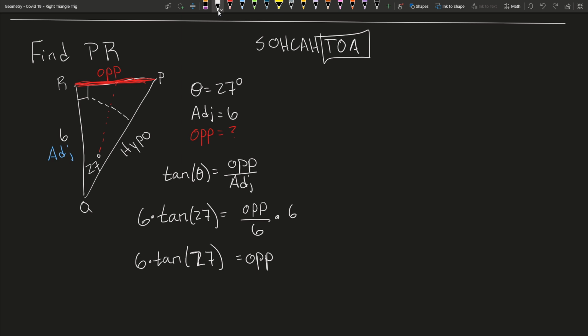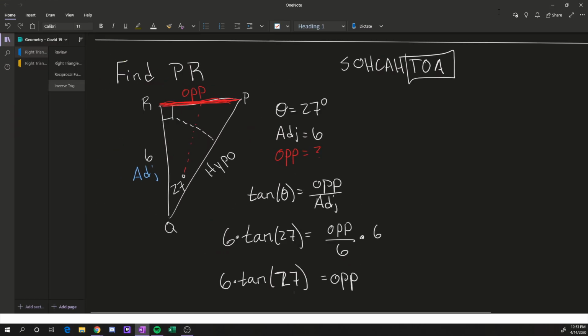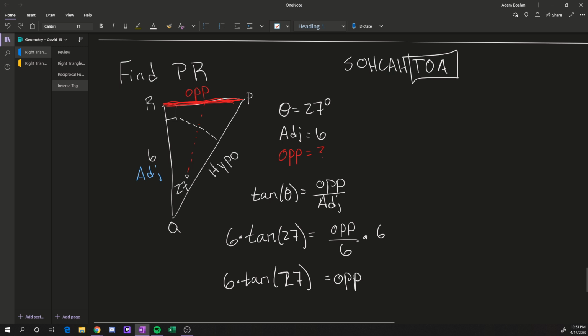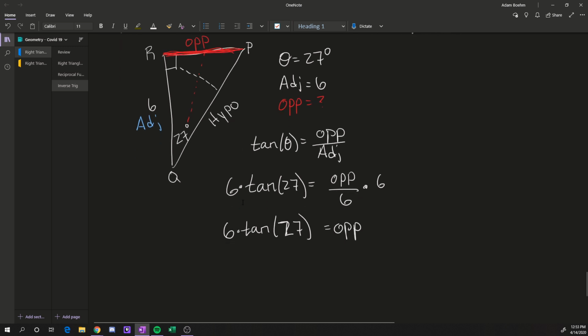And if you had that on a test, I would give you full credit for that. Okay, so you just being able to show me what's happening, that's worth everything. Now, in order to get an answer that IXL likes, we would get out our calculator, type in tangent of 27 times 6, and then we get an answer. Okay, and I'll show you how to do that on Desmos real quick.